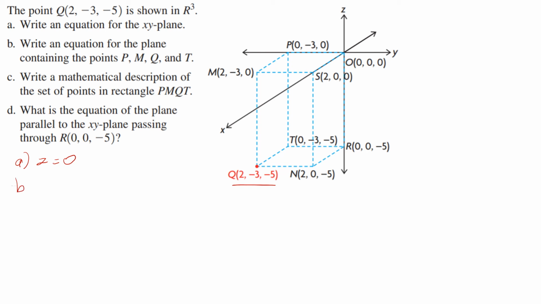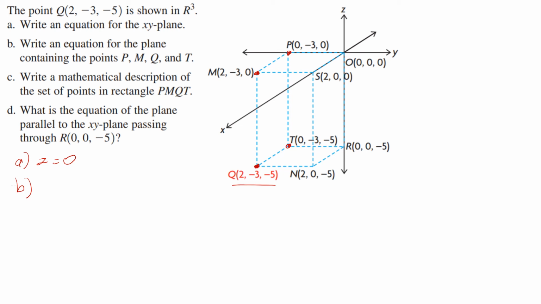That's it. It's not asking for any fancy equations whatsoever. The second part is write an equation for the plane containing the points P, M, Q, and T. I find those points on the graph to make it easier on me. So P is here, M is here, T is here, and Q is over here.